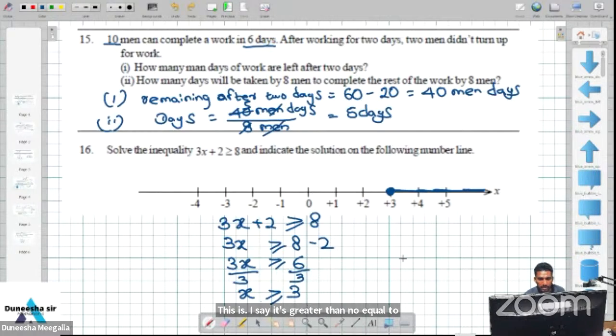6 divided by 3 is 2, sorry. x greater than or equal to 6 divided by 3 is 2, I made a mistake there. Now we have to plot this on the number line. x is greater than or equal to, so we have to color the point, because it is equal. Okay.